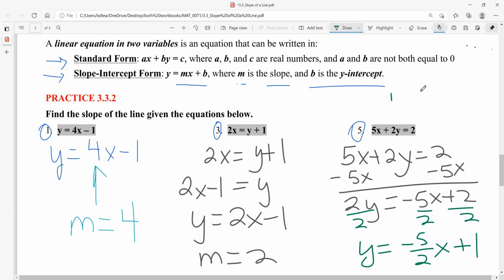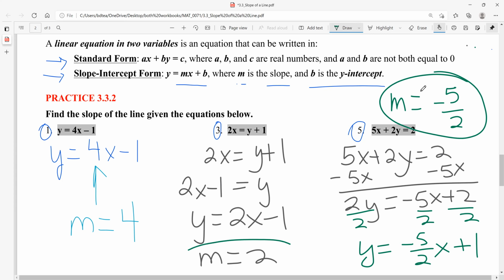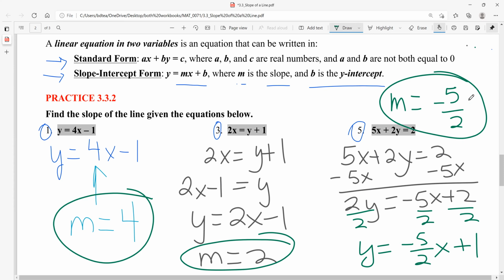So here the slope is -5 halves. And remember, the slope is only the number. It's not -5 halves x. It's only the number. You know that this is a negative slope.